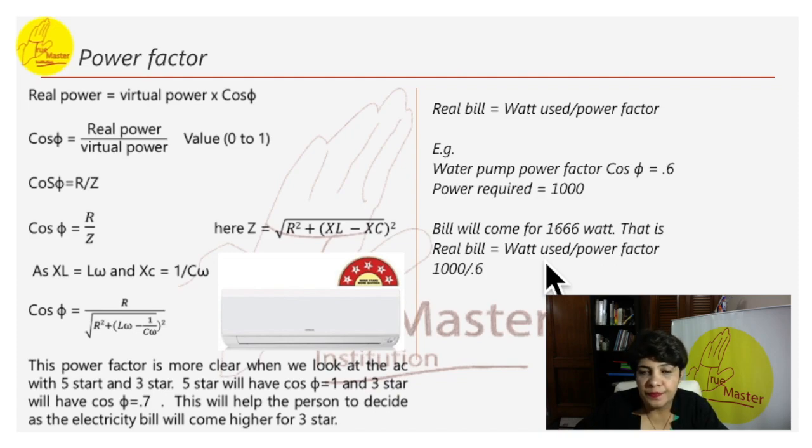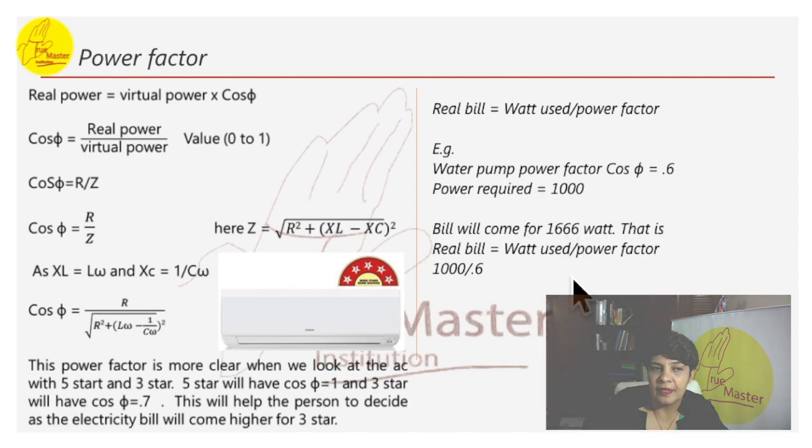So if the power factor was 1, then you would have paid the electricity bill only for 1000 watt. But being the power factor more, and the range is 0 to 1, this is the value that you have to pay. That is 166 for the bill here.